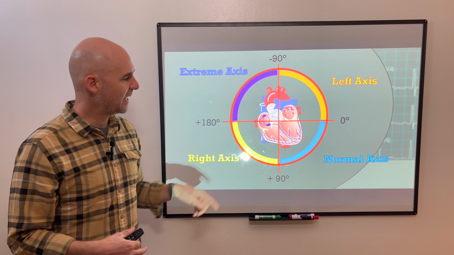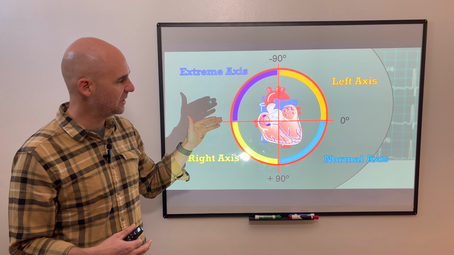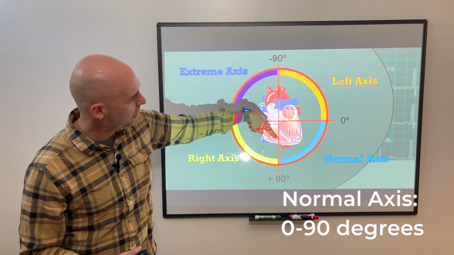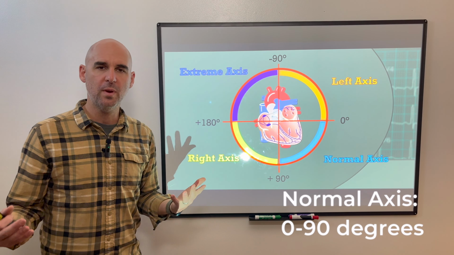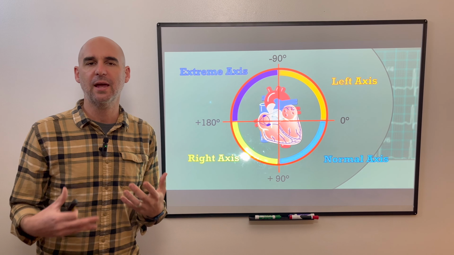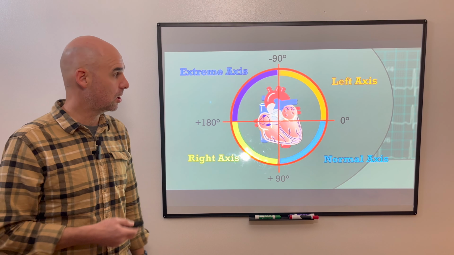So again, if that axis falls anywhere between 0 degrees and 90 degrees, so that green arrow were to come down here and fall anywhere in there, that's what we consider normal. And that means the conduction system is working like it should be within our patient's heart.